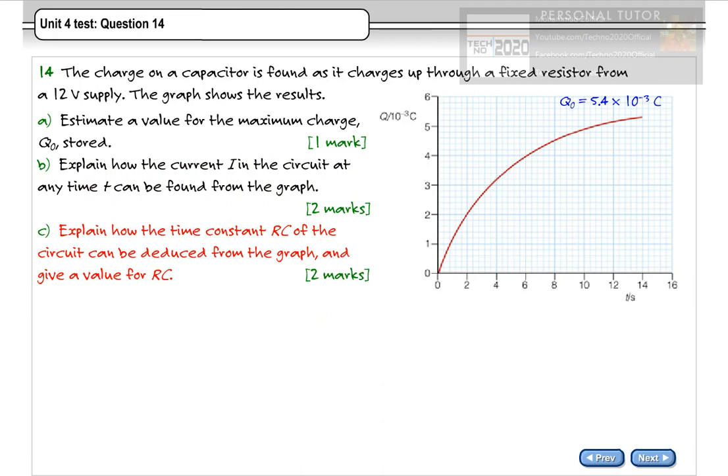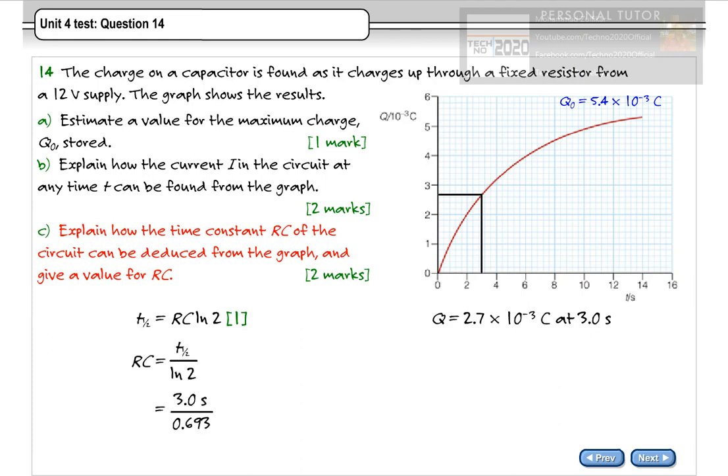In part C, there are several ways of finding RC. You could try to read the time it takes for the charge to reach half its maximum value. In other words, the time t when the charge Q equals 2.7 times 10 to the minus 3 coulombs. The graph shows this to be 3.0 seconds. You would then use t half equals RC natural log 2, which shows RC to be 4.3 seconds.